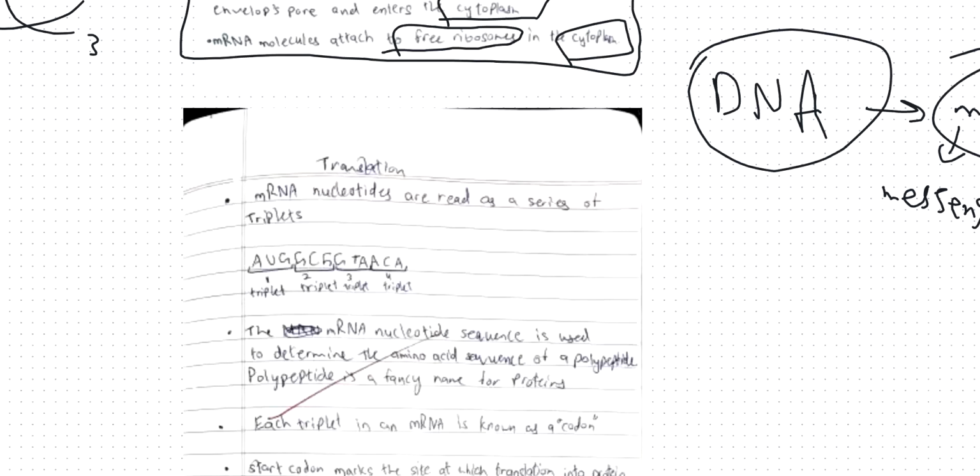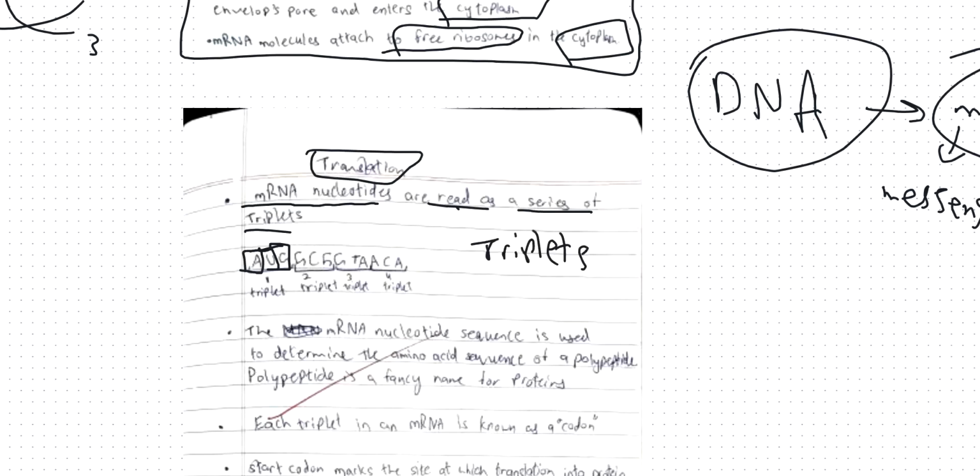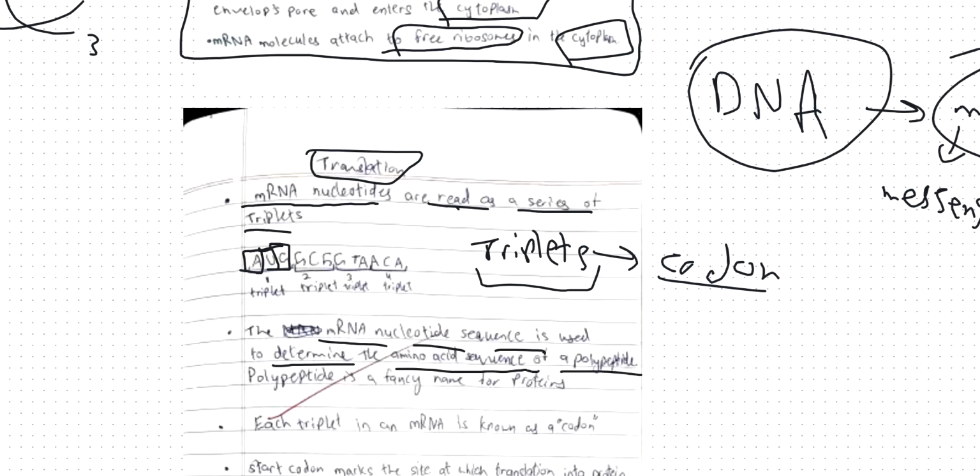Let's start with the translation. Remember that mRNA nucleotides are read as a series of triplets. So this right here is one nucleotide. This is another nucleotide. This is another nucleotide. So mRNA nucleotides are read as triplets, and each triplet is called a codon. We'll talk more about codons, but let's move on. The mRNA nucleotide sequence is used to determine the amino acid sequence of the polypeptide or the protein.